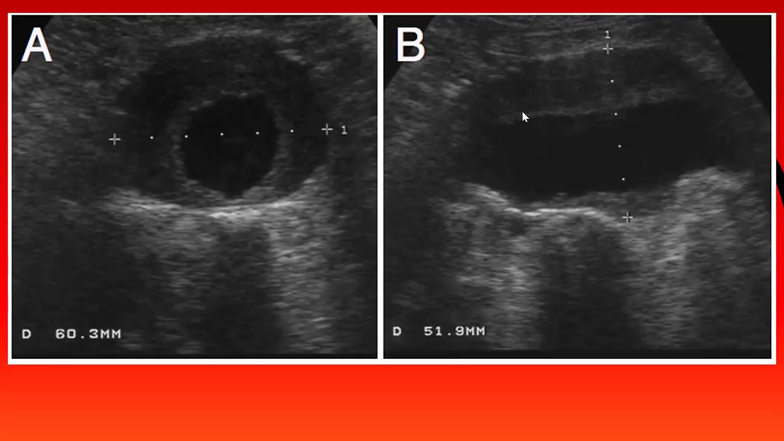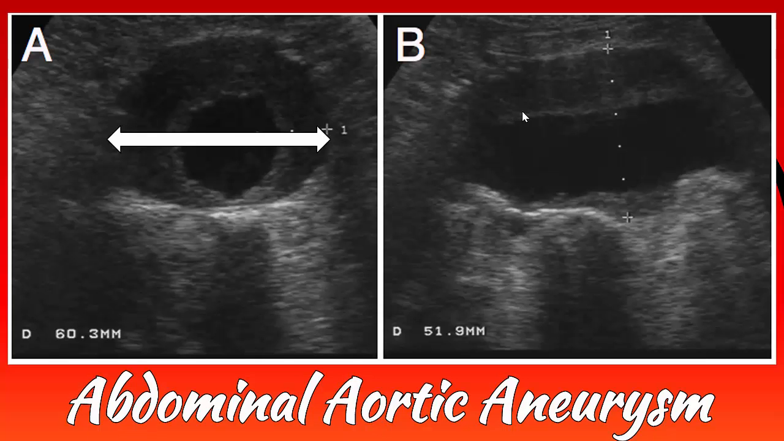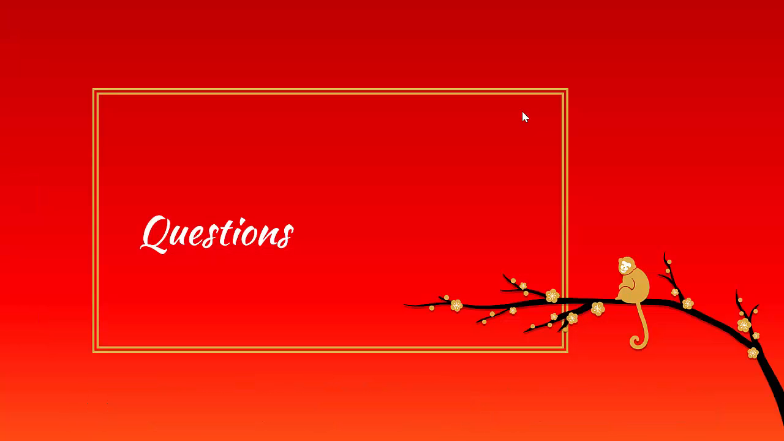Here's another example of an abdominal aortic aneurysm, again with a large thrombus present. You can see here, large there, and this is a longitudinal view, which you may see, and again, large there. And this would be quite concerning. Next, let's go through some questions to kind of put all this together.